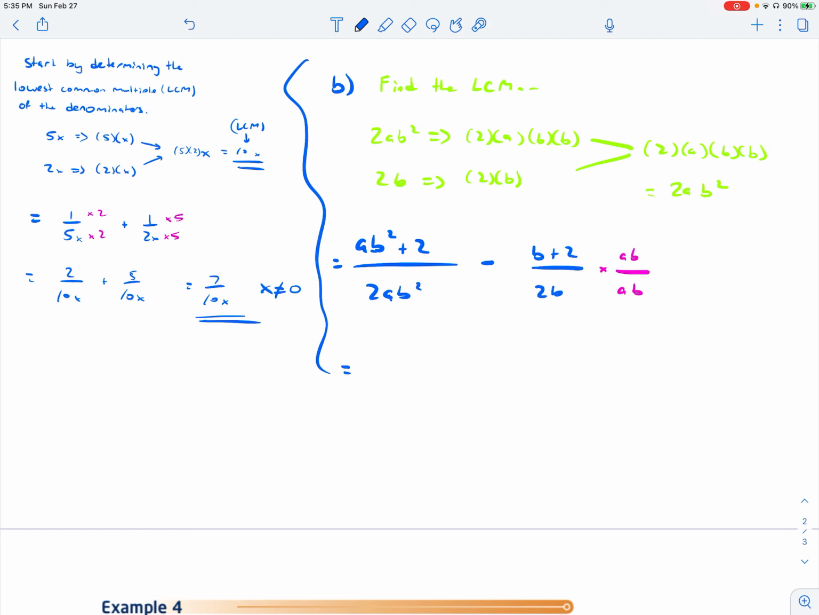All right, so just to make this look a little cleaner, we can say ab squared plus 2. And I'm going to make this all over 1. So I have the common denominator. I just now need to subtract the numerators. So I essentially have this times this. That's actually how I'm going to write it. I'm going to write minus b plus 2 times ab.